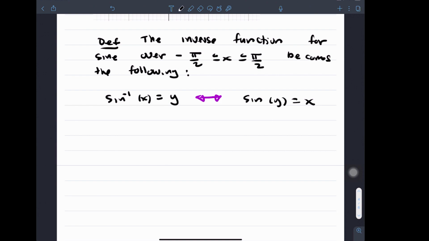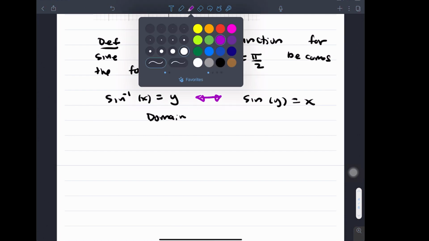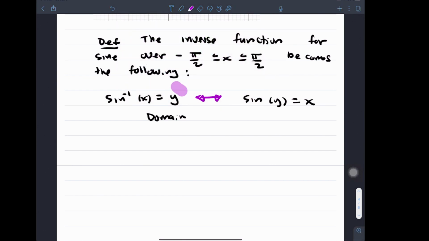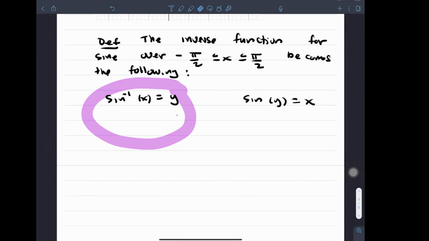Sine y equals x. Okay, now the domain of this function, because this is what we're looking for. This domain, we're switching domain and range. So x is now between positive 1 and negative 1, right? And now your range is between negative pi over 2 and positive pi over 2. You say, why? Because we switched domain and range.